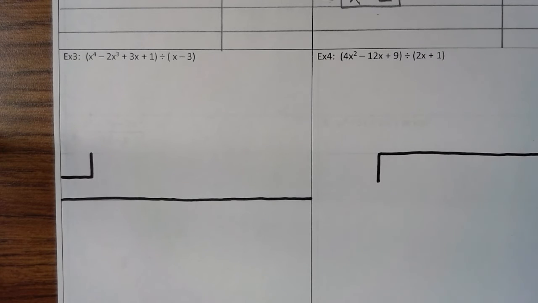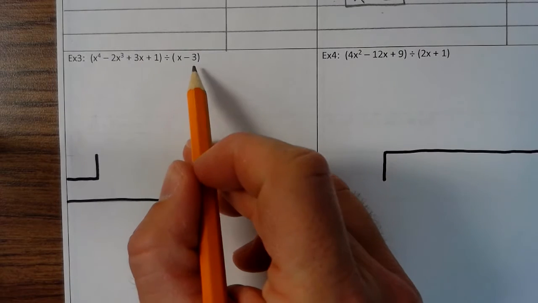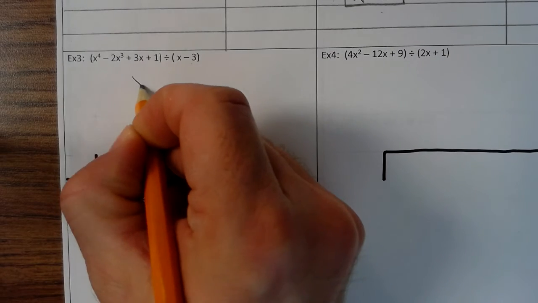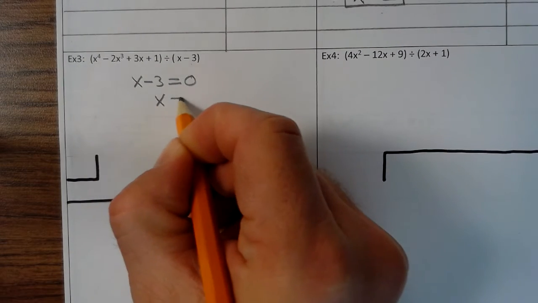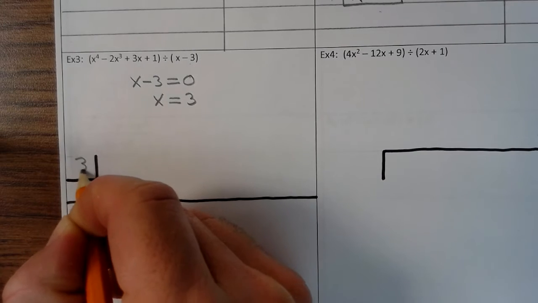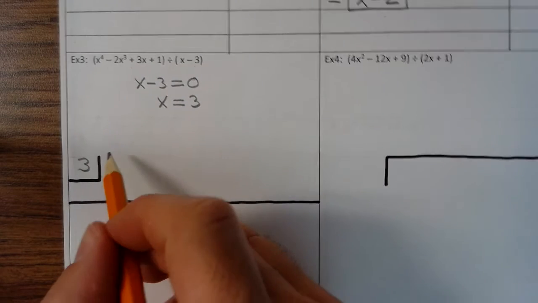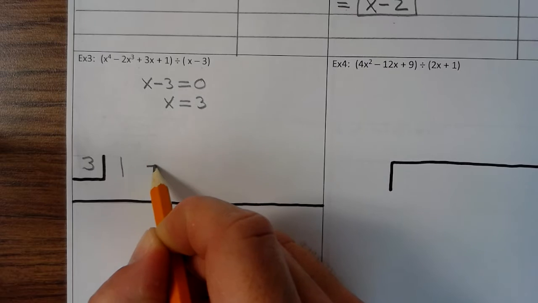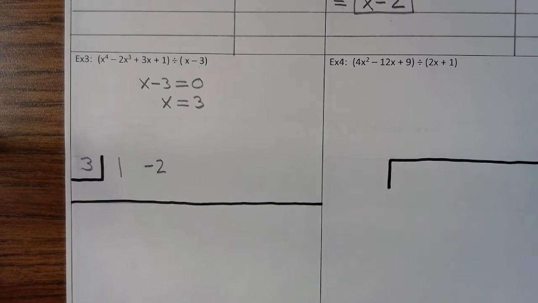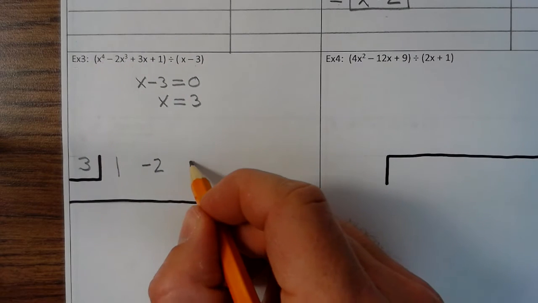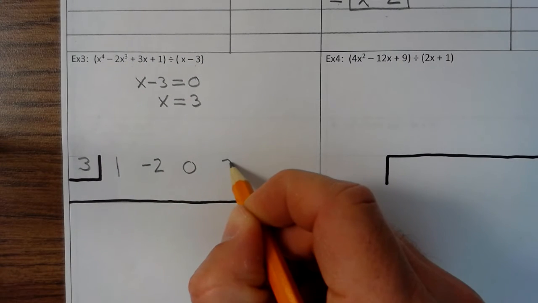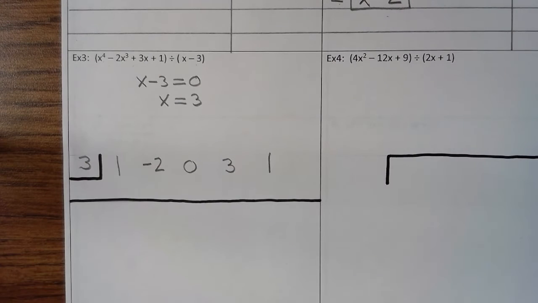All right. Now let's look at example 3. In example 3, let's use synthetic division to divide. So the first thing you need to do when using synthetic division is set x minus 3 equal to 0 and solve. So x equals 3. So 3 goes here. Now we take the leading coefficients here. So that's 1, negative 2. Now be careful. X to the fourth, third, we're missing squared. So that's 0, 3, 1. You want to make sure you represent all of the exponents, okay?